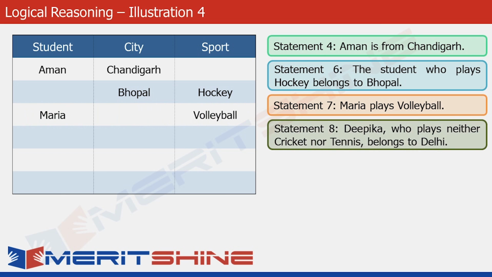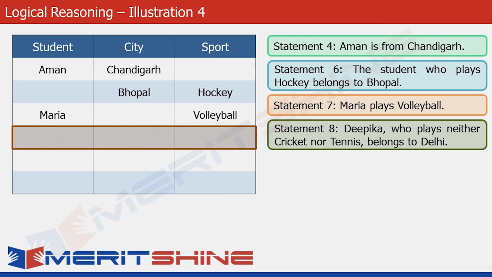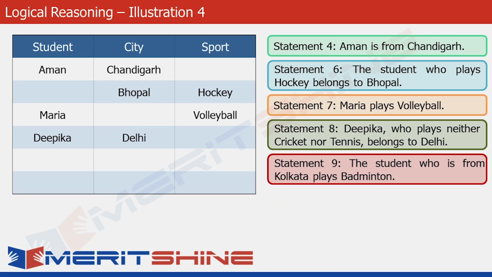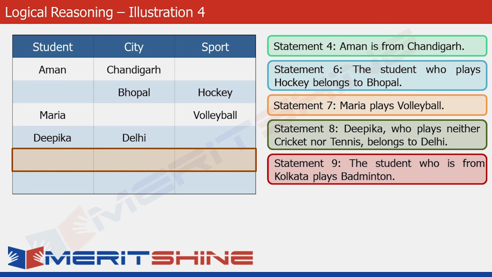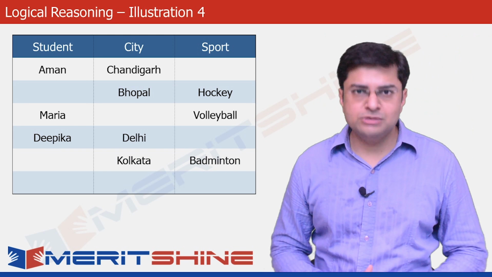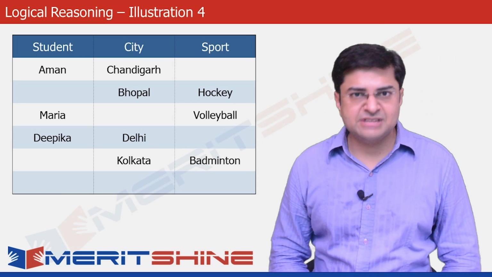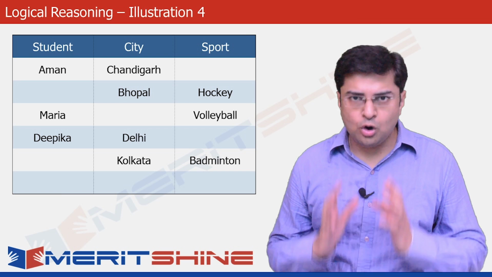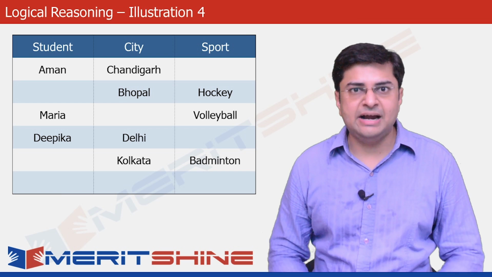We will now use statement 8, which tells us that Deepika belongs to Delhi. So we put this in the next row. The next statement, statement 9, says that the student from Kolkata plays badminton. Again, this can be easily adjusted in the next vacant row. So we are now done filling the table using the straightforward affirmative statements. The next step would be to use the negative statements and the more complicated ones. So let's start with that.